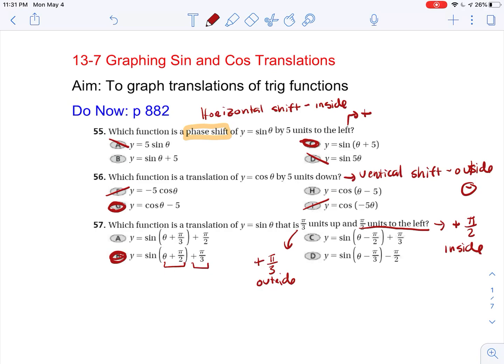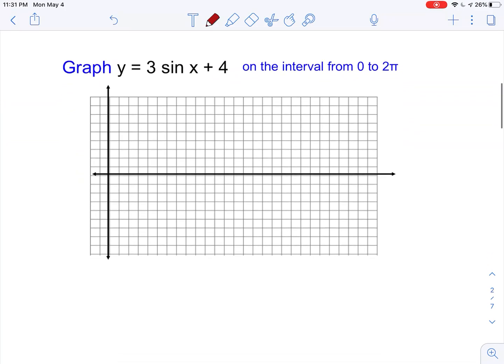So hopefully at this point we are getting more comfortable and confident with our transformations. Now we want to put them to paper. Okay, so we're going to start with the easier graphs and make our way to the hardest graphs. We have the graph y equals 3 sine x plus 4. Okay, we want to graph that on the interval from 0 to 2 pi. So however many cycles we need to do to get to 2 pi, we want to make sure we do this.